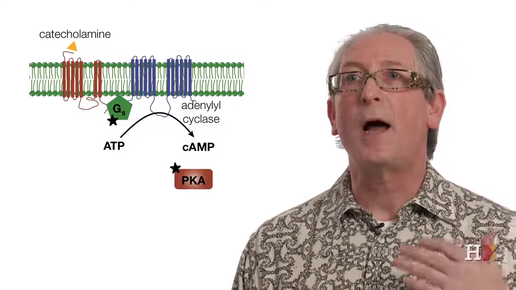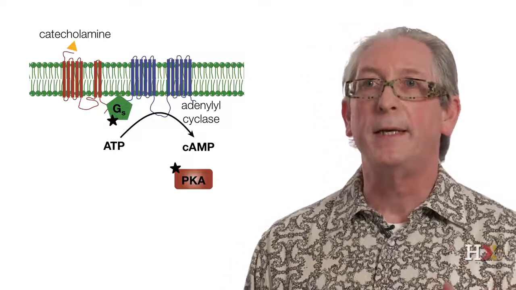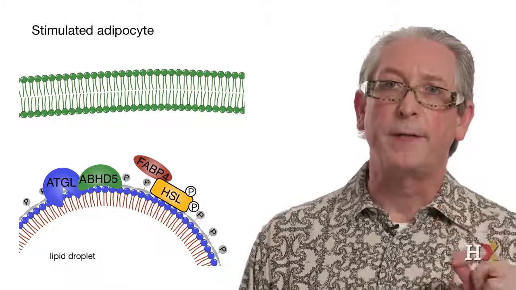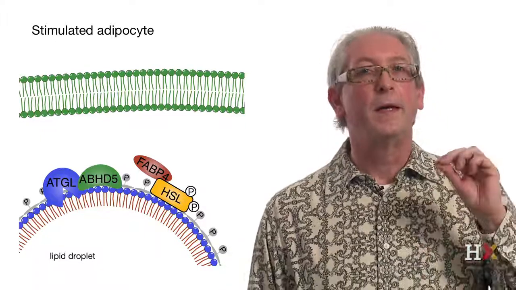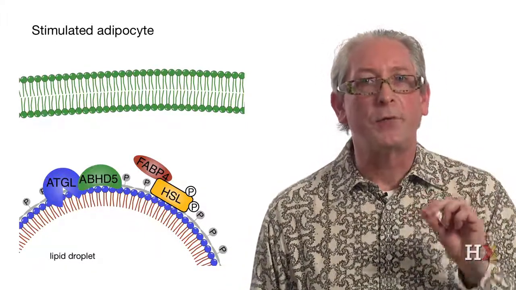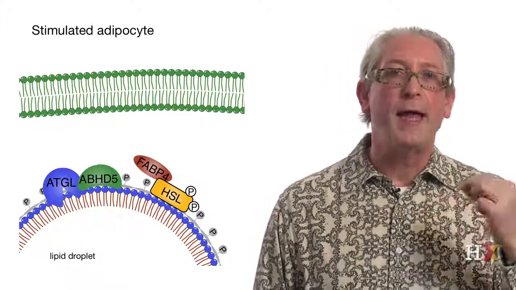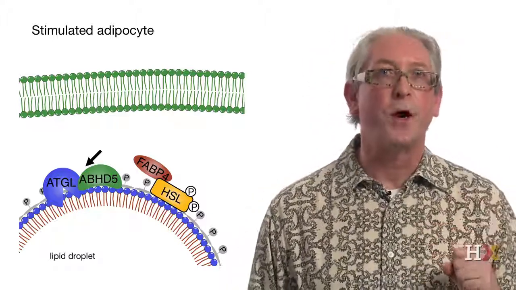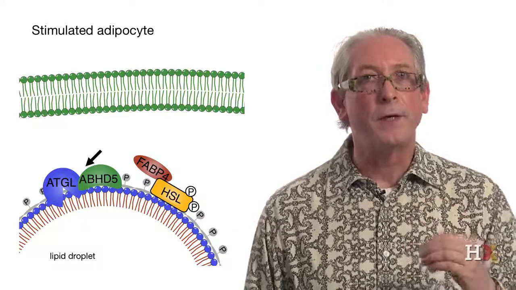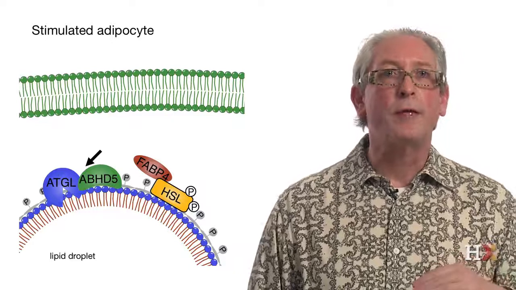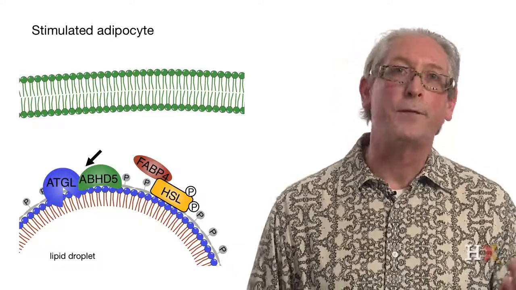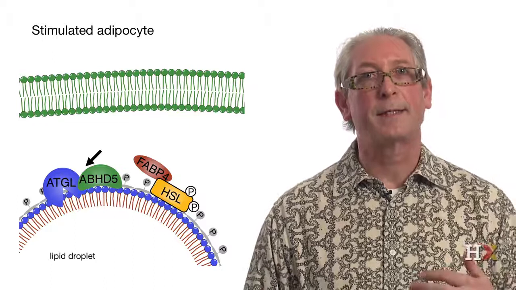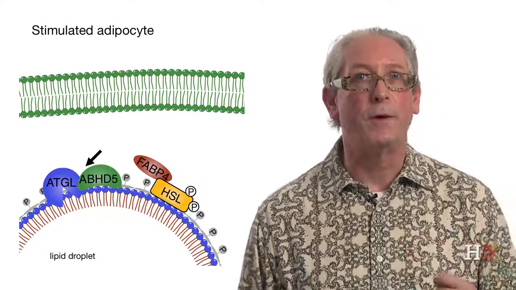So what is the consequence of these phosphorylation events in activated adipocytes? Let's start first with the phosphorylation of perilipin. When perilipin is phosphorylated, it will trigger the dissociation of ABHD5, which is now active and can recruit ATGL at the surface of the lipid droplet. The phosphorylation of perilipin will also create a remodeling of the perilipin layer at the surface of the lipid droplet and will increase the access of enzymes to the surface of the lipid droplet.